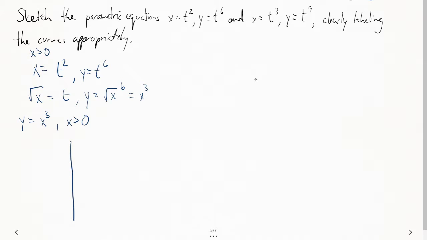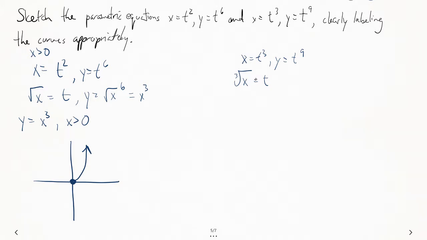So we know what that looks like. Usually we go all the way up, but now we're just going to start at 0, plug that in, and we get a graph that looks like that. On the other hand, this x equals t cubed and y equals t to the 9th, right? If you take the cube root of both sides, you get the cube root of x equals t. Notice we don't have to worry about a plus or minus in this case. Everything's pretty good there.